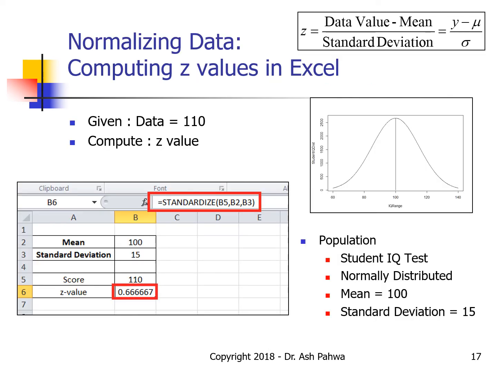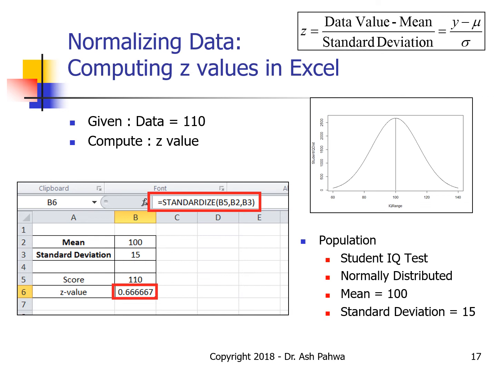Now let us compute the z value from Excel. As you know, Microsoft Excel is extensively used for statistics. We can use the functions available to us to compute the z values. This is the same data that we used before, the standard IQ test, with a mean of 100 and a standard deviation of 15. If our score is 110 and we want to compute the z value, one way to do that is to use a formula, which is 110 minus 100 divided by 15. Or we can use the STANDARDIZE function which is available to us in Excel.